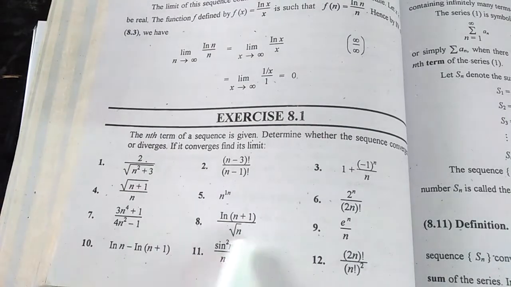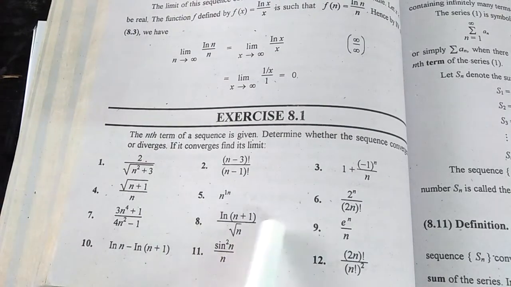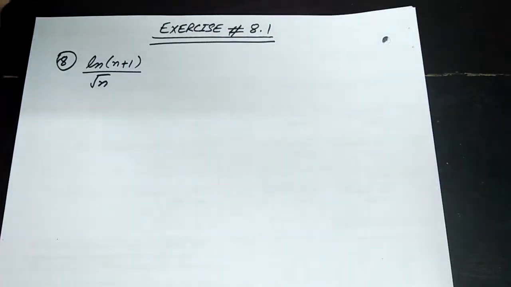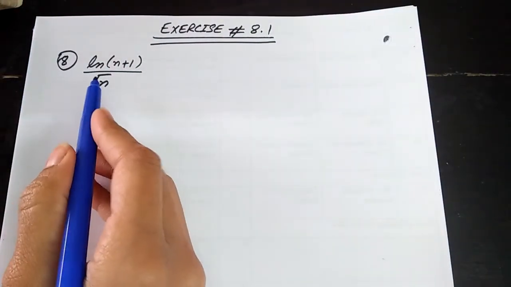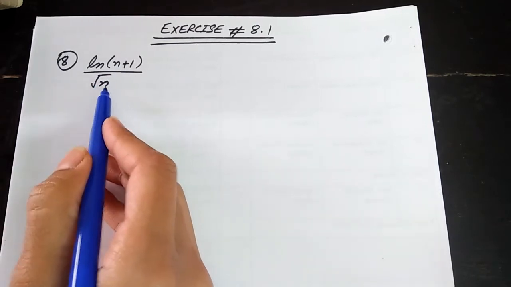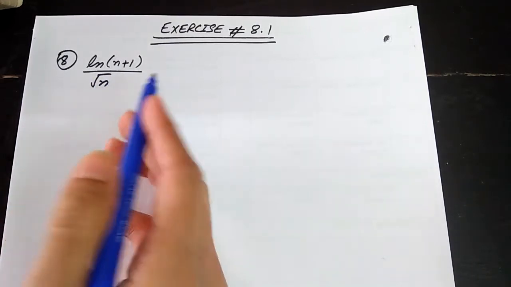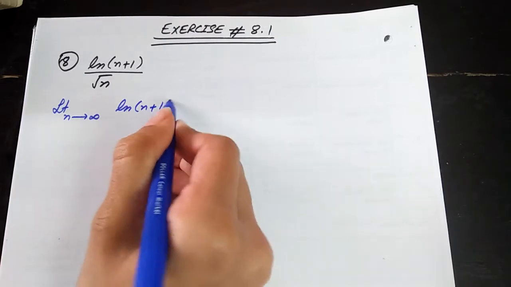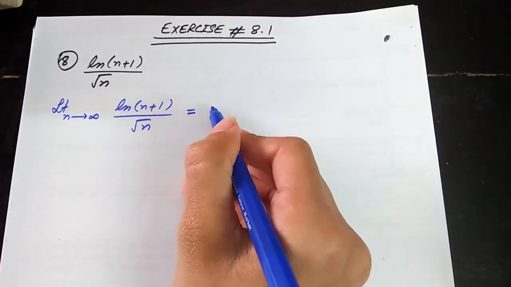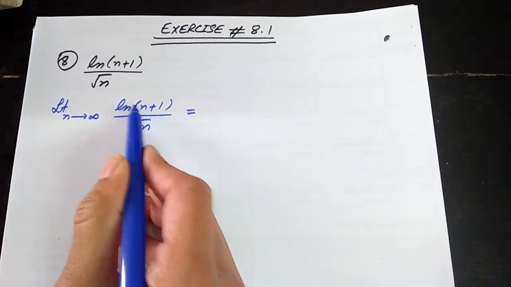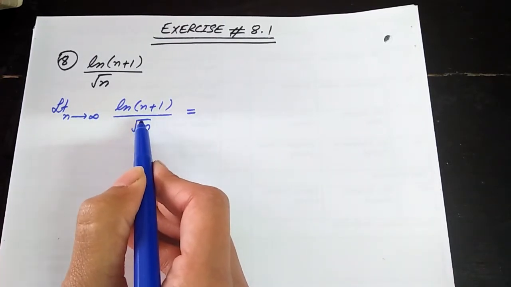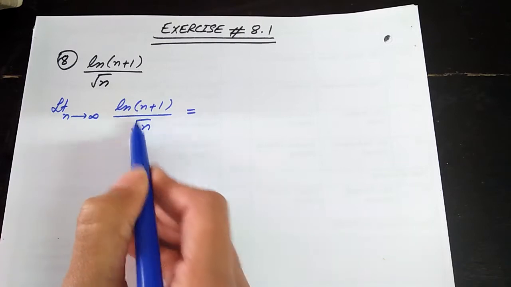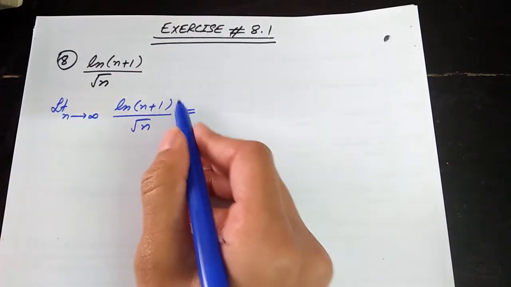We have the nth term of the given sequence, that is ln(n plus 1) over square root of n. Given the nth term of the sequence is ln(n plus 1) over root n, we need to check whether it is converging or not. Apply the limit as n approaches infinity of ln(n plus 1) over root n. If we directly apply the limit here, it cannot be solved. We need to apply the L'Hopital rule here, because it will form an indeterminate form if we directly apply the limit.